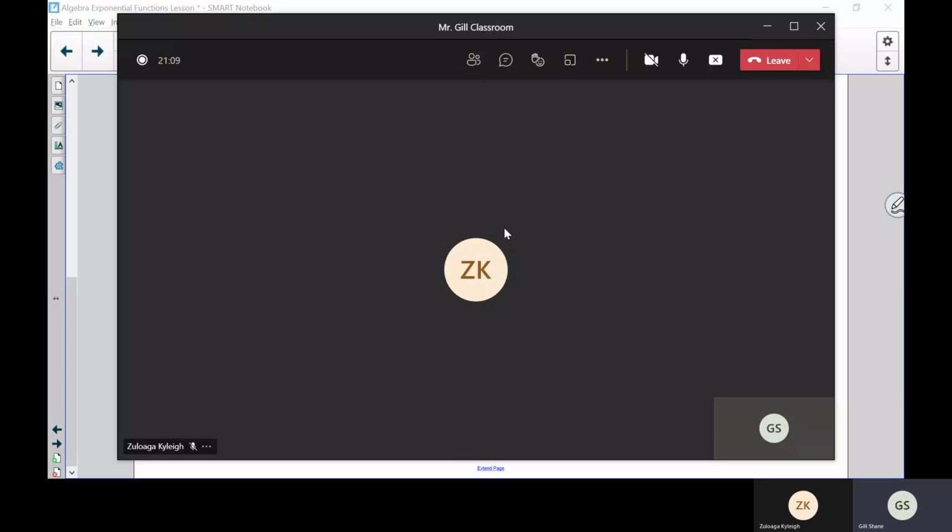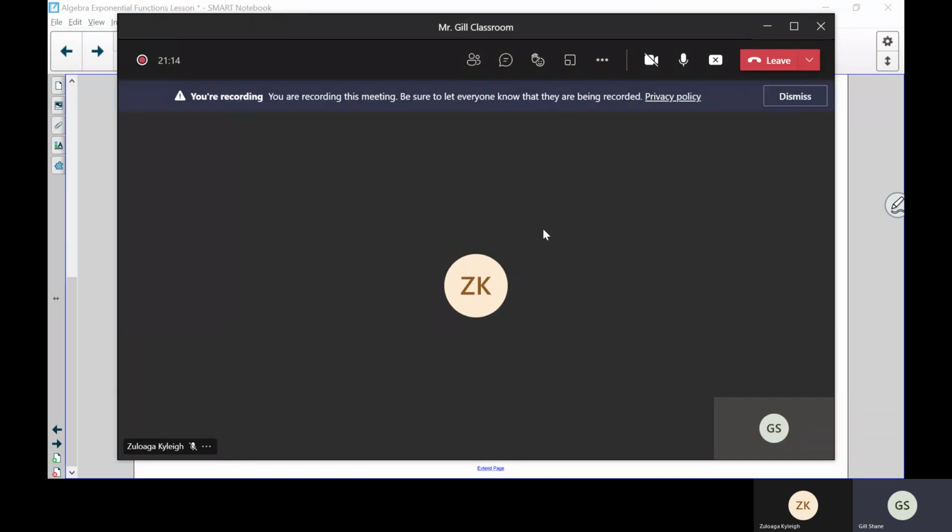That will be one of the smaller exit tickets, not a real big exit ticket. All right, there we go.